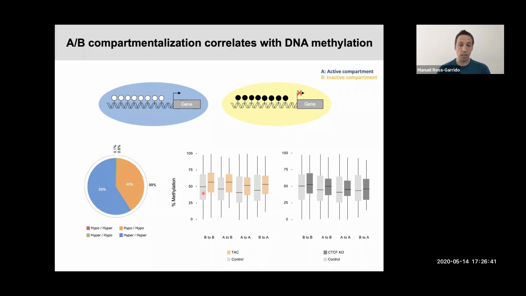If you compare B compartment with A compartment, what you see is that the percent of methylation is always higher in B compartments than in A compartments. We continue working on this experiment to try to confirm these results, so hopefully we will be able to give you more data in the future.